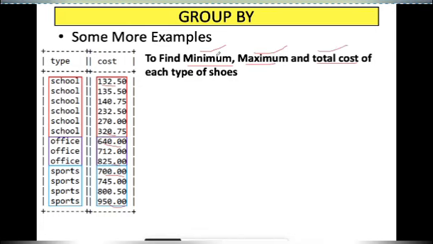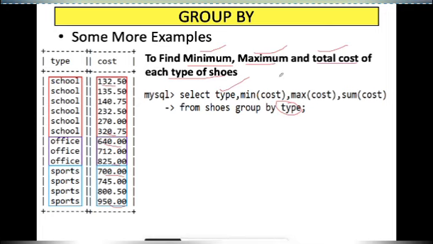So what we are writing: select type. We have included type in the select because each type of shoes is a group, and we are grouping as per type. Then min cost, max cost, sum cost. So we have applied 3 group functions together along with the type, from shoes, group by type. This will be the output which will be coming.